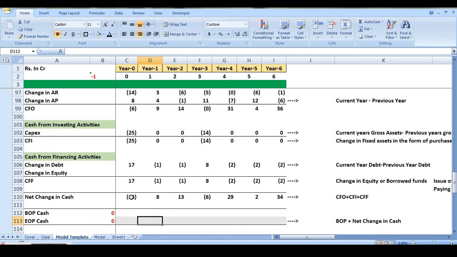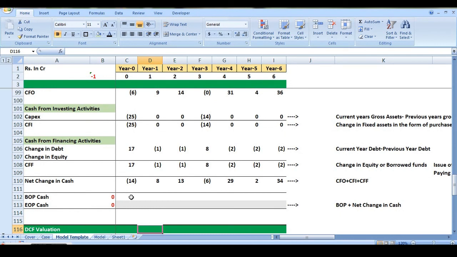Now if we want to calculate the values for beginning of period cash and end of period cash, we see here we have made these two rows. Now beginning of period cash for year -1 is not given to us, neither are end of period values given for year -1 and 0, but we will put the formulas whatever we are getting.